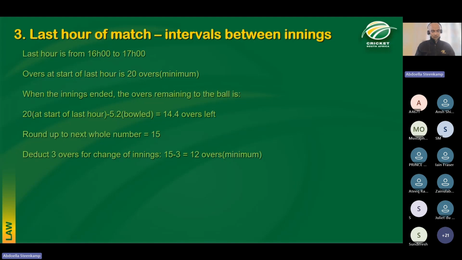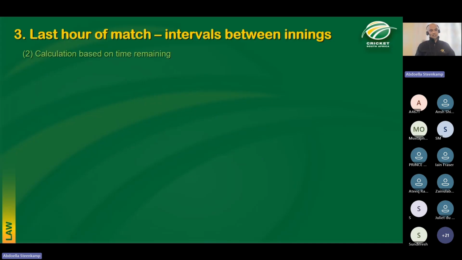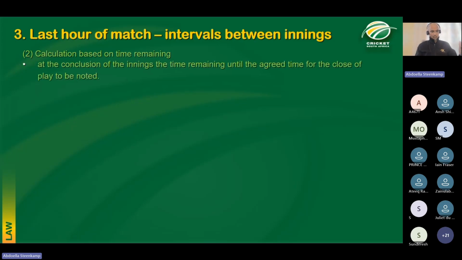So now I've derived my answer for my overs-based calculation. So I've now done my first calc, and the answer is 12. So this is my first calc. Now I need to do my second calc. And my second calculation is a calc based on time remaining. Also 3 steps. Let's quickly go through the theory, and then we're going to apply it to our example.